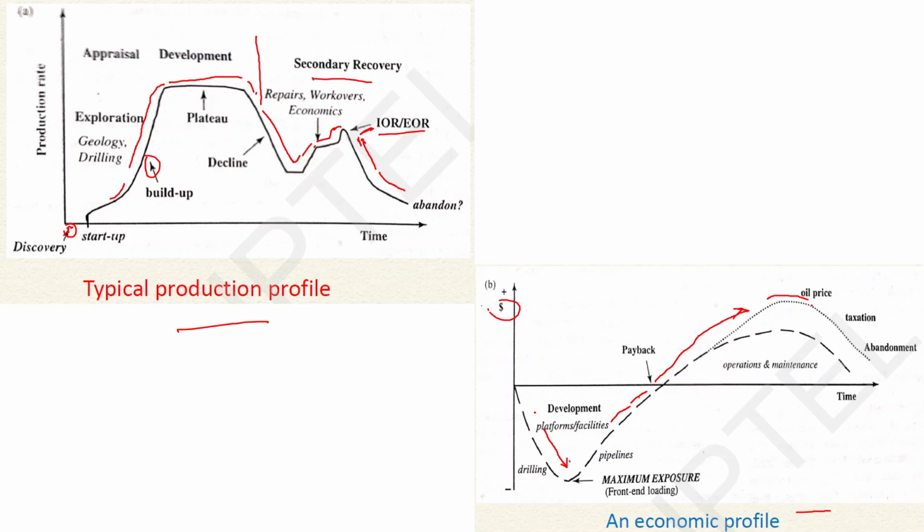But this is the ideal case where no maintenance and operation is required, but in real conditions obviously some repair and maintenance is required. So this is basically the real curve, and this is the ideal curve. And after the exhaustion of all the primary, secondary and tertiary recovery methods, the well is abandoned.